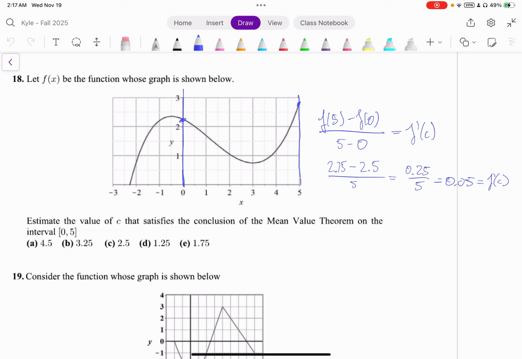So let's find some point which has approximately this average slope. Maybe it looks like approximately the point 3.25 has that slope. If we were to draw the slope anywhere else, so for example at 2.5 this is negative, so it couldn't be. At 1.25 we have a negative slope, so it couldn't be. At 1.75 we still have a negative slope, couldn't be. And at 4.5 this slope is much too large.